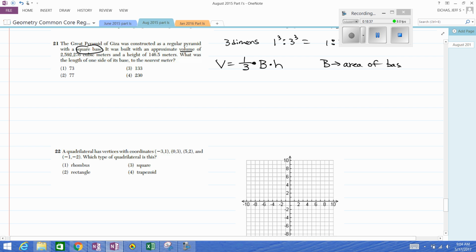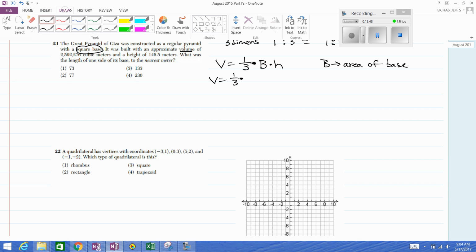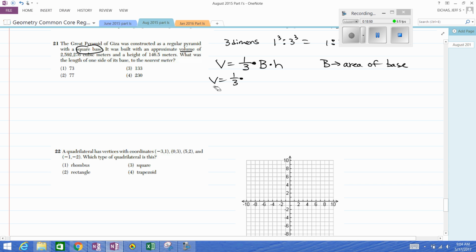Okay, so what we have is a square base. All right, so what we're going to do is replace the things we know. We know the volume. So volume is given to us here: 2592276 and 146.5. Okay, so I'm going to combine like terms.